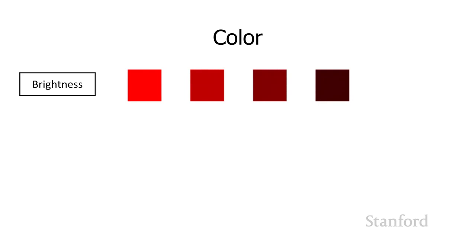In addition to controlling the saturation, I can also control the brightness. And so that's what we're seeing here. On the far left, I have maximum brightness and I'm getting less and less light. And then on the far right, I have no brightness, which is basically black.